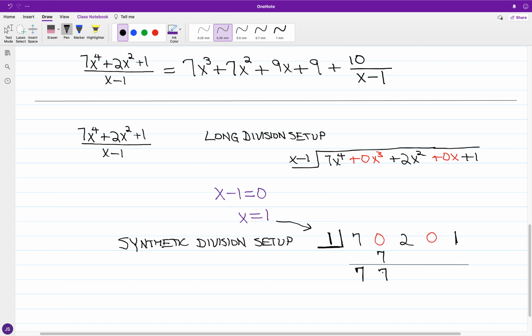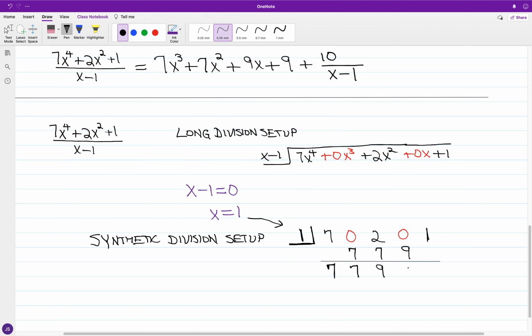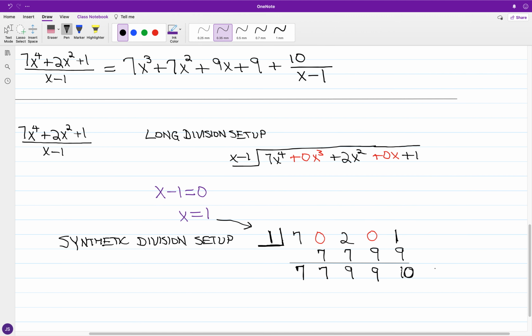And again, 1 times 7 is 7. Adding, we now have 2 plus 7 is 9. And 1 times 9 is 9. Then we add again: 0 plus 9 comes out to 9. And 1 times 9 is 9. For the last column, the total is going to be 10. The last column total is going to be the remainder.